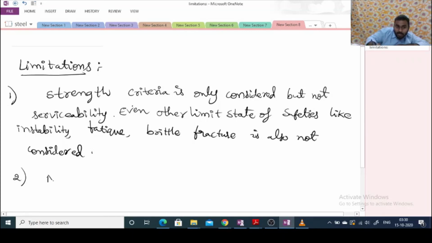Now second is no factor of safety for material. These are the limitations of the ultimate load method.